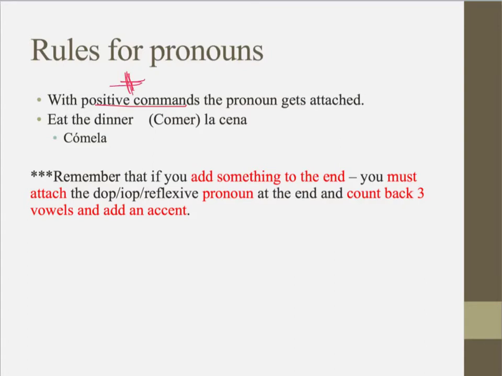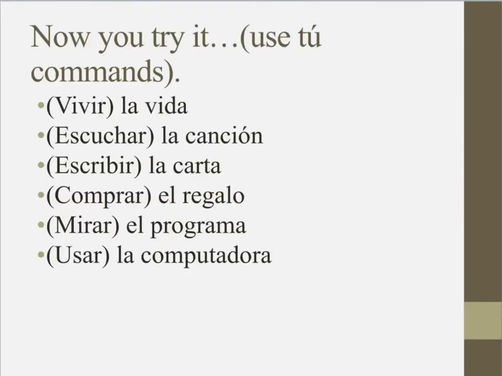I count back my 3 vowels and I add in my accent. It says if you add something to the end, you must attach the DOP or reflexive pronoun at the end and count back 3 vowels to add the accent. Now you try it. Here are some examples. Take a moment and write these in. Make sure that you replace the direct object pronoun.